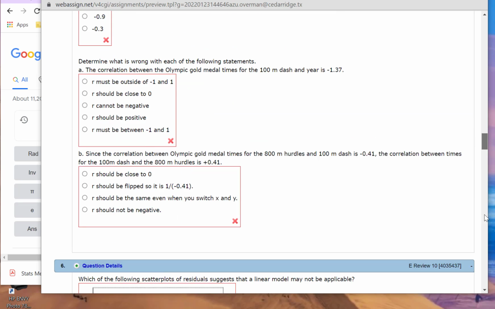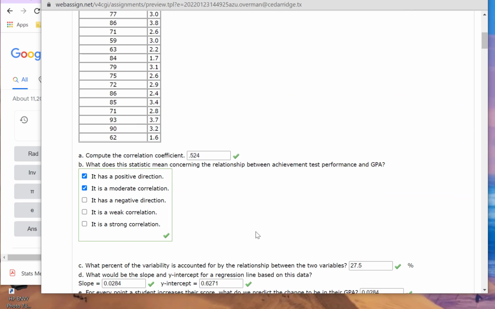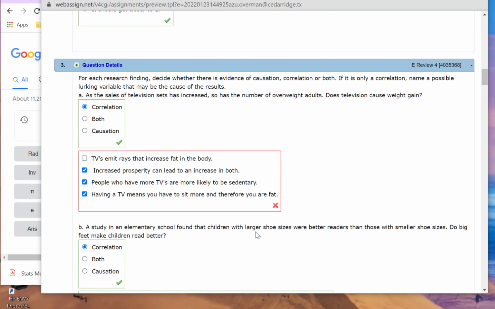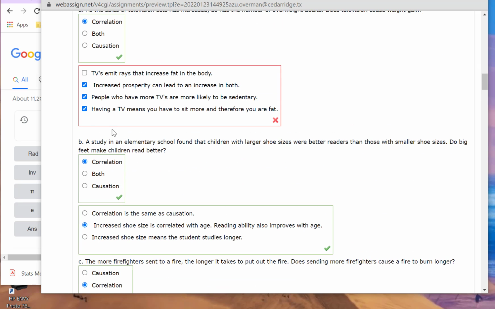So let's go see if Mrs. Everman got all these right. Hopefully, fingers crossed, we'll see. Okay, so this one I was kind of like, so it was, all of these are correlation. Remember, I was worried about the TVs. I'm going to just say increase. Let's just say that.